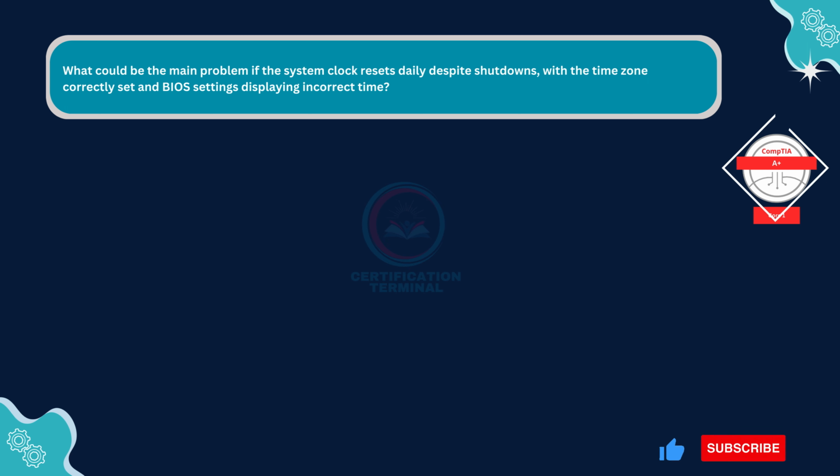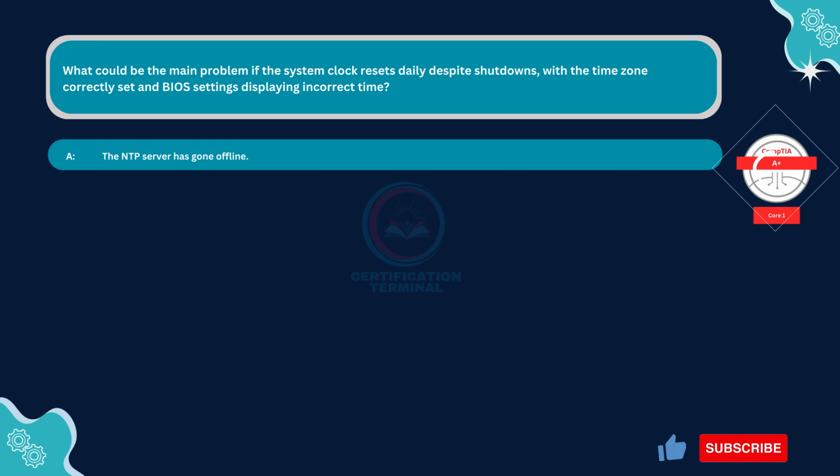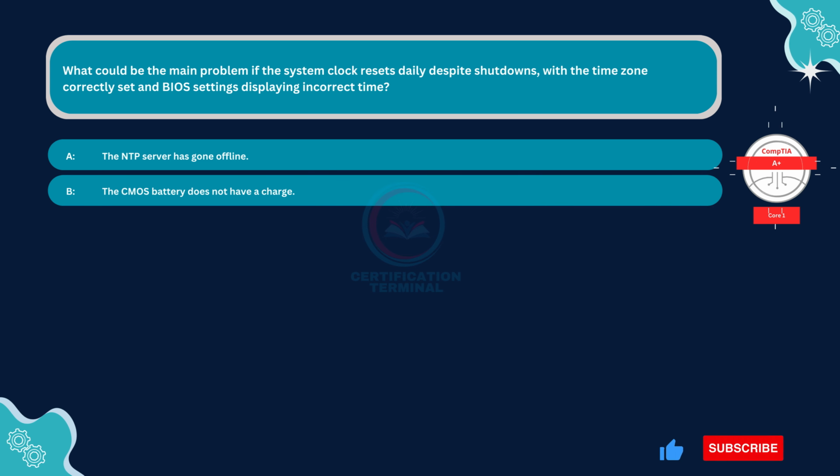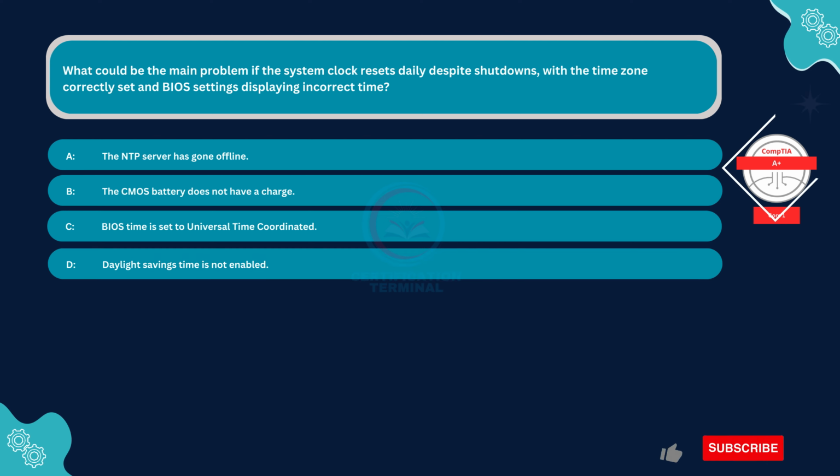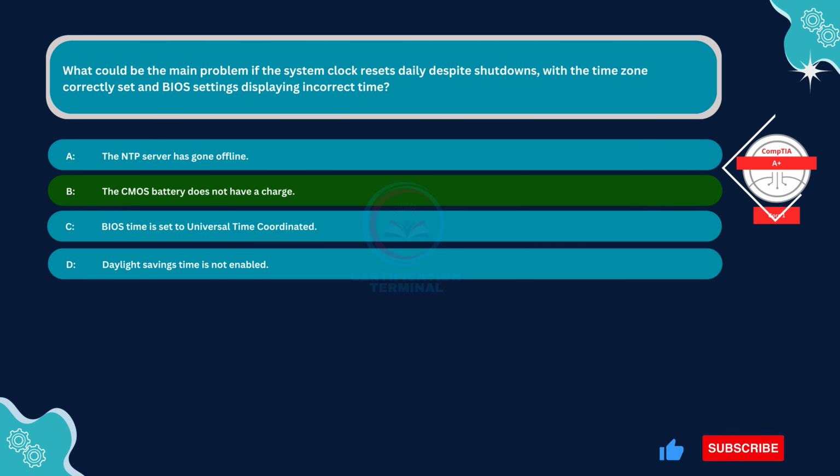Next question. What could be the main problem if the system clock resets daily despite shutdowns, with the time zone correctly set and BIOS settings displaying incorrect time? Option A, the NTP server has gone offline. Option B, the CMOS battery does not have a charge. Option C, BIOS time is set to universal time coordinated. Option D, daylight savings time is not enabled. The correct answer is Option B, the CMOS battery does not have a charge.